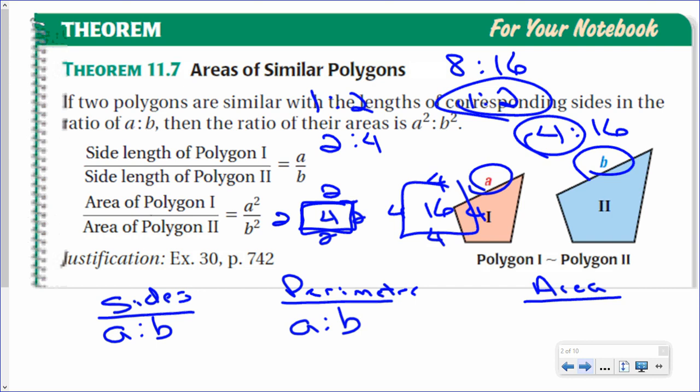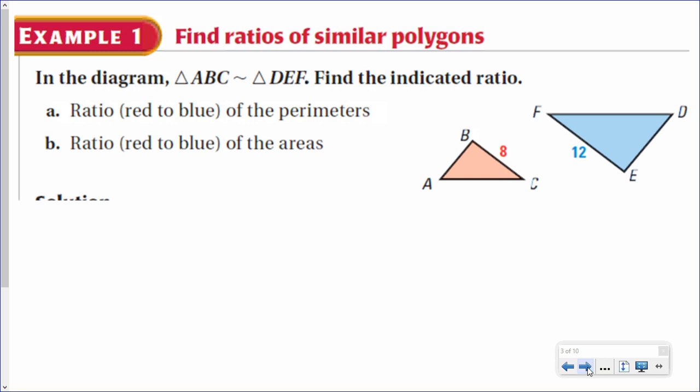Okay, so first let's talk about this. 4 over 16 reduces down to 1 to 4, right? 1 to 4. And then how do you go from 1 to 2 to 1 to 4? Well, if you square the number 1, you get 1. If you square the number 2, you get 4. So it's A squared to B squared. Okay, I probably didn't do the best job explaining that, so we'll get to the next problem here. Maybe it'll make a little bit more sense.